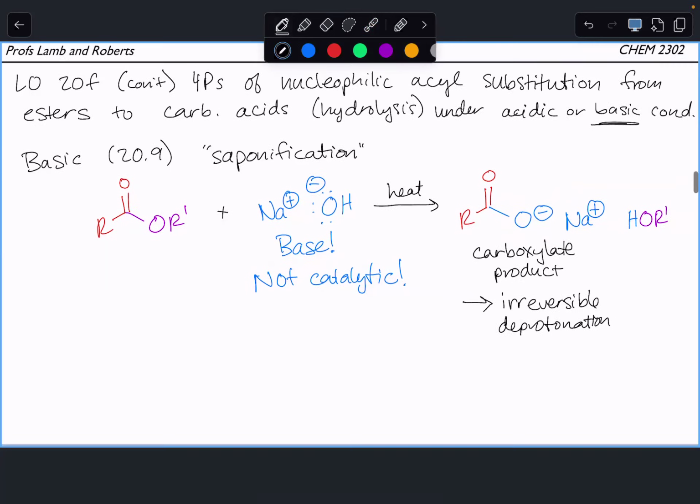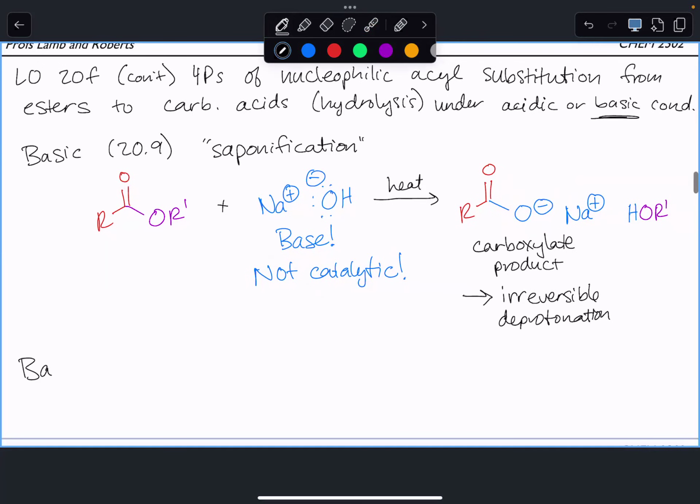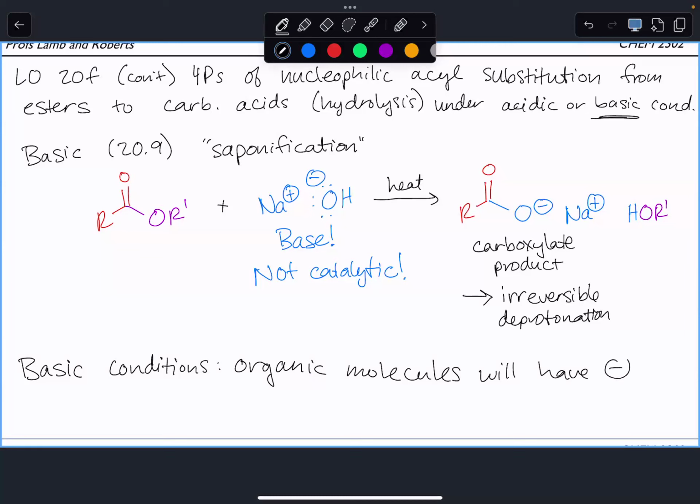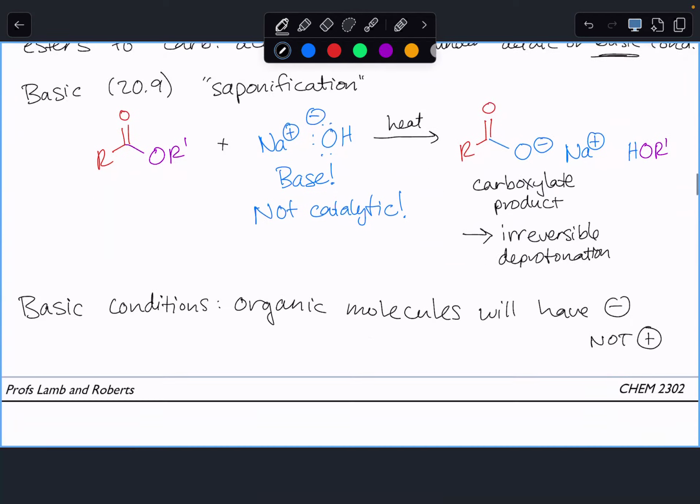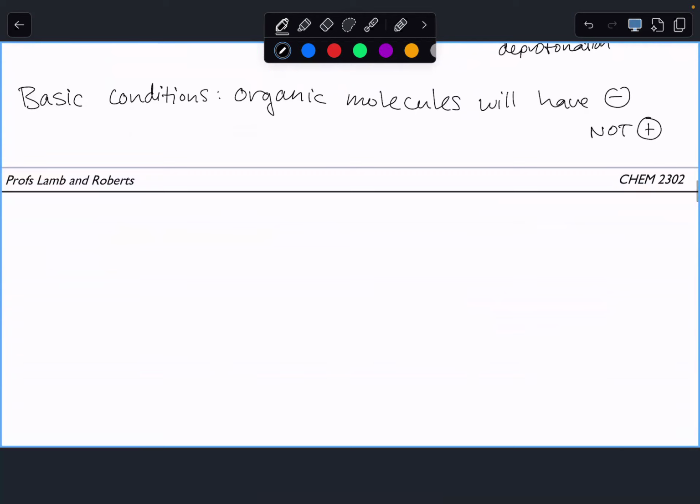All right, so remember, under basic, strongly basic conditions, our organic molecules will have negative charges, not positive charges, okay? It's the opposite to acidic conditions. So we want to be looking for negative charges, and if we see a positive charge, maybe something has gone wrong, okay? So let's talk about the mechanism.